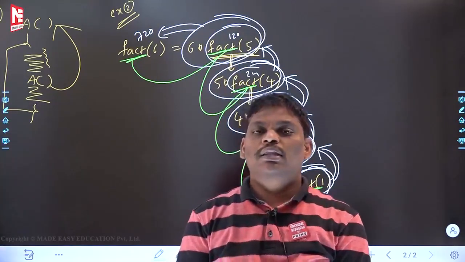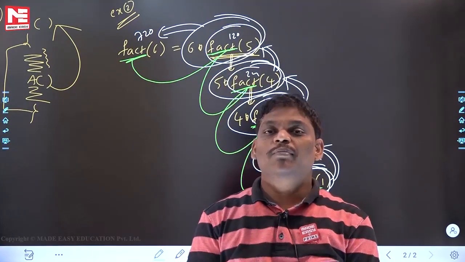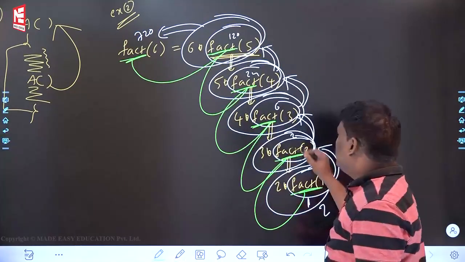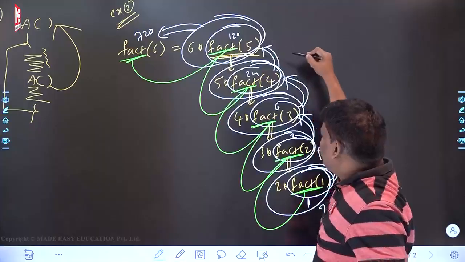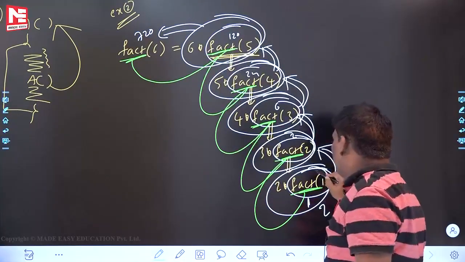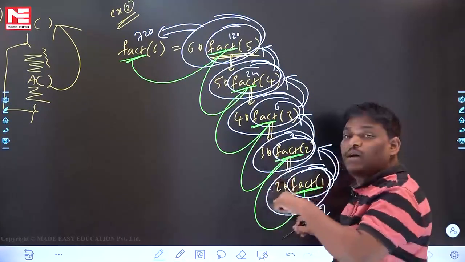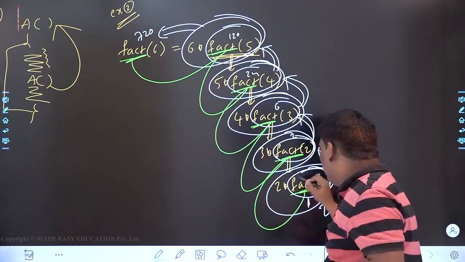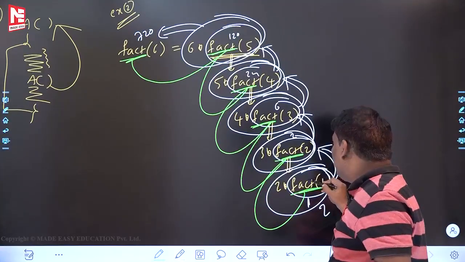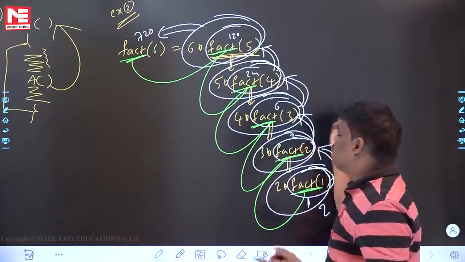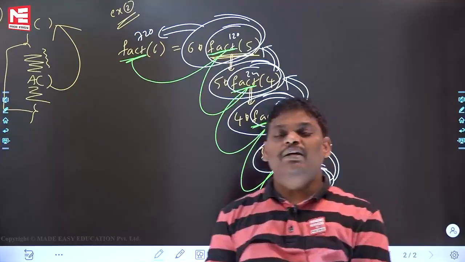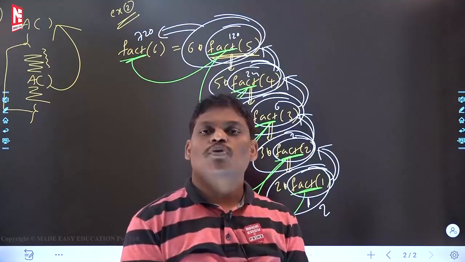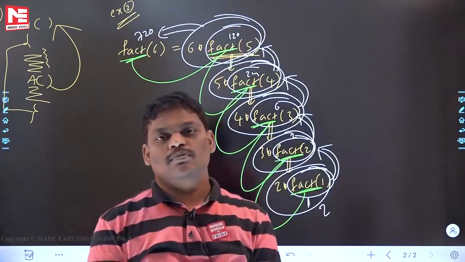Who called last? Factorial of 1 called. The one who called last will complete first, because he is not depending upon anyone. 6 called first, afterwards 5, then 4 and so on, afterwards 1. But 1 was called last, and he will complete first because he is not depending upon anyone. This value will be sent to the previous one, he will complete, and so on. Who completed first? Fact 1, next fact 2, next fact 3, fact 4, fact 5, lastly fact 6.